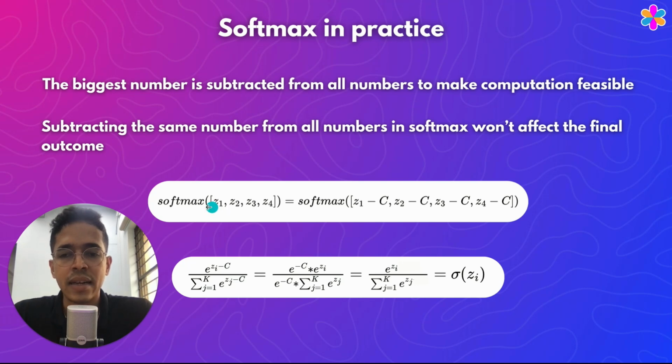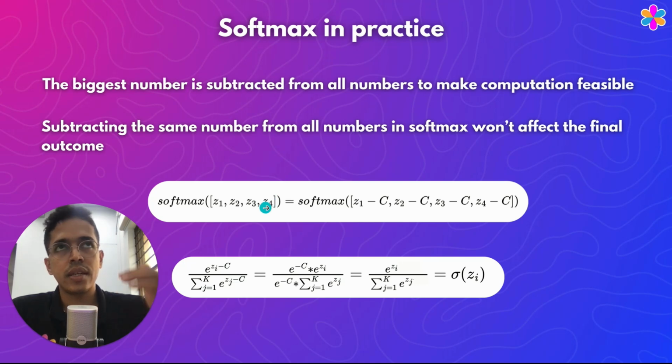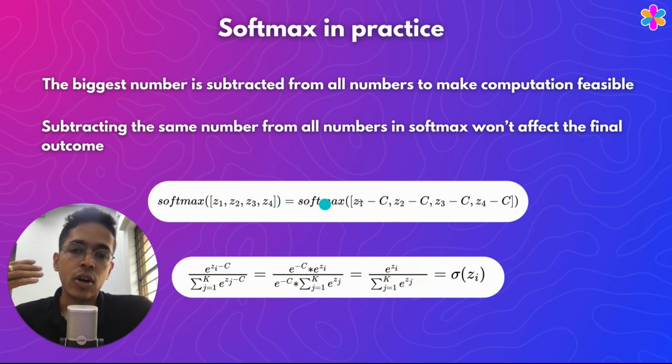So imagine that these numbers are 2, 20, 1 and 1000. So e raised to 1000 is a huge number which our computers probably cannot handle. So what is done is that 1000 is subtracted from all of these four numbers. And why is this valid? It's valid because subtracting a constant from all the numbers is not going to affect the outcome.